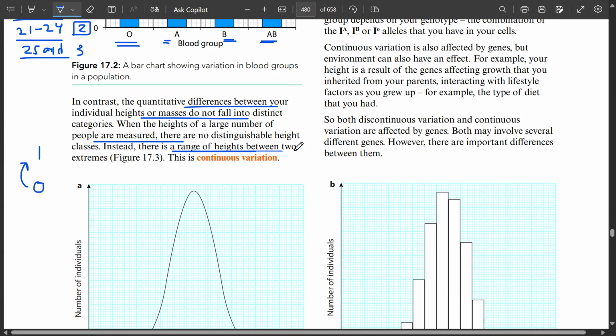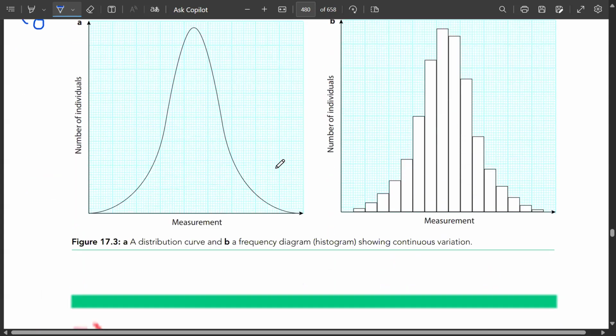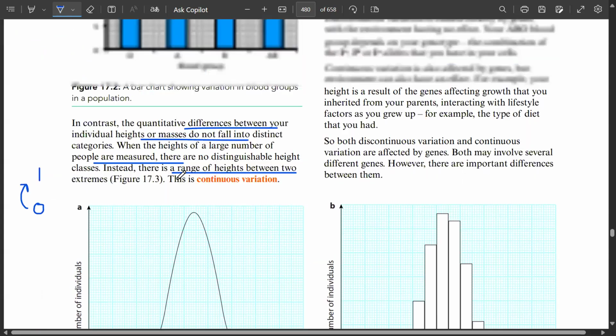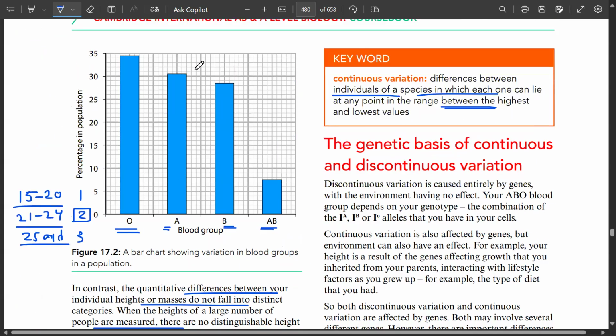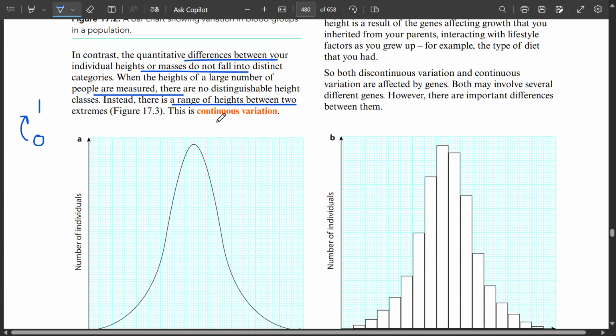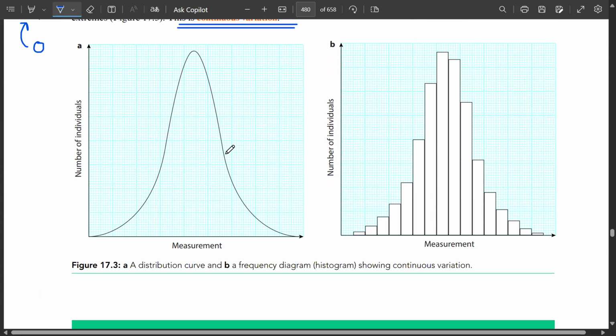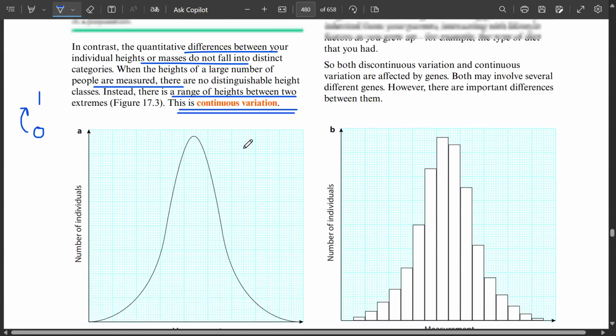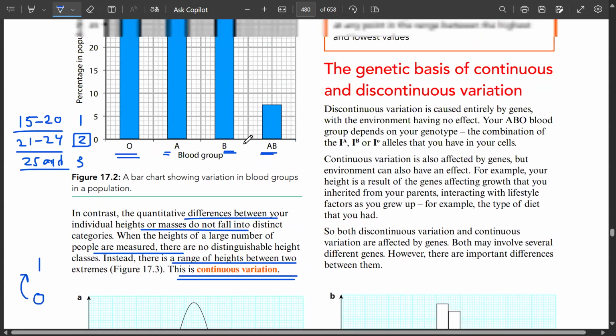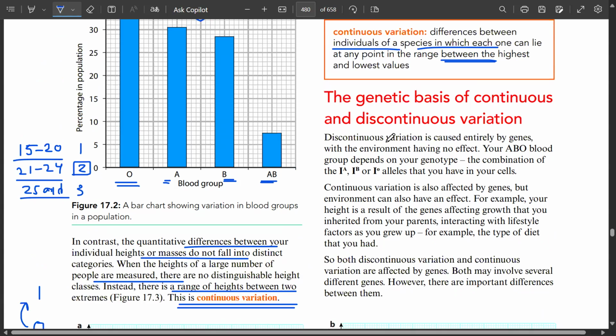Instead, there's a range of heights between two extremes, and this is a continuous variation. You can see कि किस तरह का आपको difference नजर आ रहा है. A bar chart is used to show discontinuous variation, but to show continuous variation, there's a proper line graph, क्योंकि हर point के ऊपर you have a different height, a different individual with a different measurement as well. So discontinuous variation is caused entirely by genes.